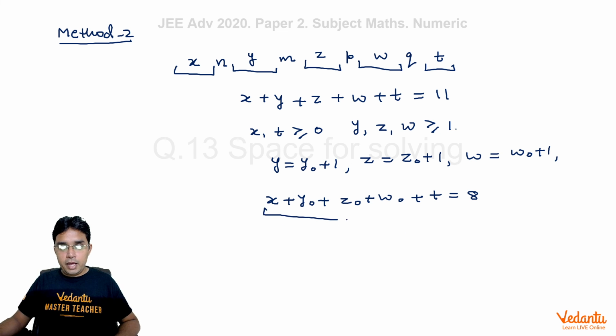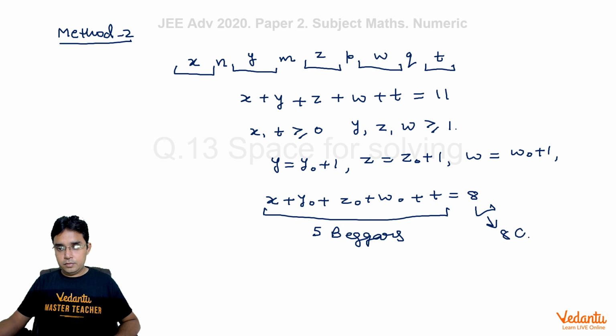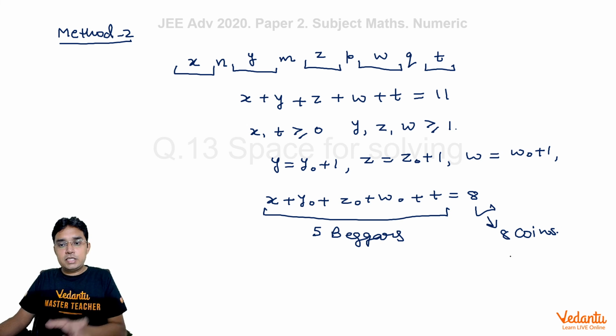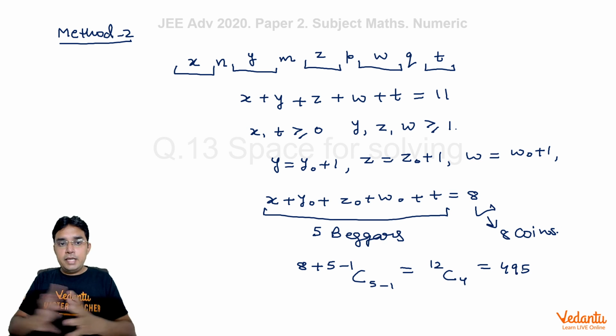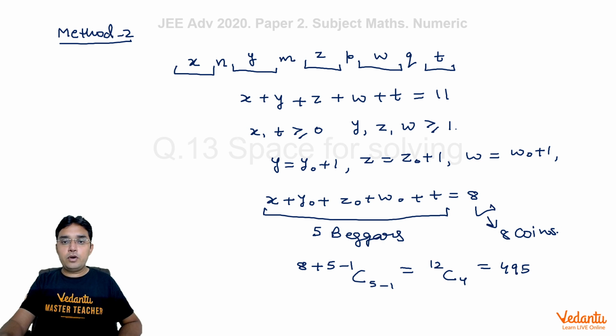We can assume these 5 are the beggars and 8 are the identical coins. So in how many ways can we distribute these 8 coins among 5 beggars? That direct formula, 8 plus 5 minus 1 C 5 minus 1. So you can check, it also comes out to be 12C4 only, which is 495. Okay, so that is the complete solution for this question.